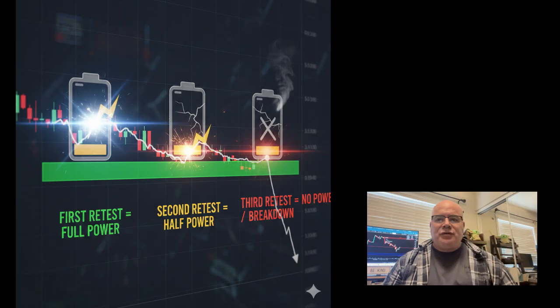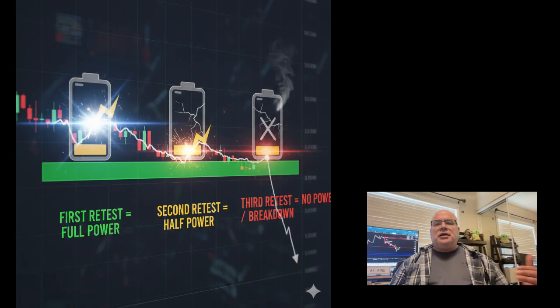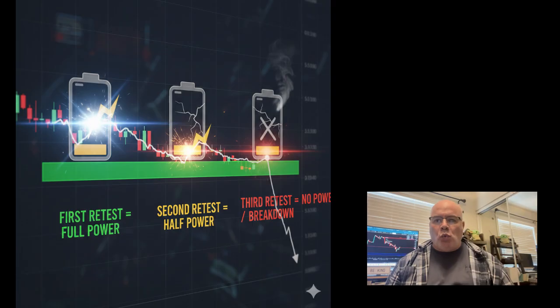Now, one thing that I want to talk about here, that a lot of times we don't particularly pay attention to, is the principle of freshness. What do I mean by that? This is going to be a golden rule, a golden nugget. A zone, look at it as a battery. The first touch, when price comes back and retouches it, is going to have 100% power. This is the highest probability entry because the maximum amount of unfilled orders is still waiting. This is what we're looking for: that first touchback.